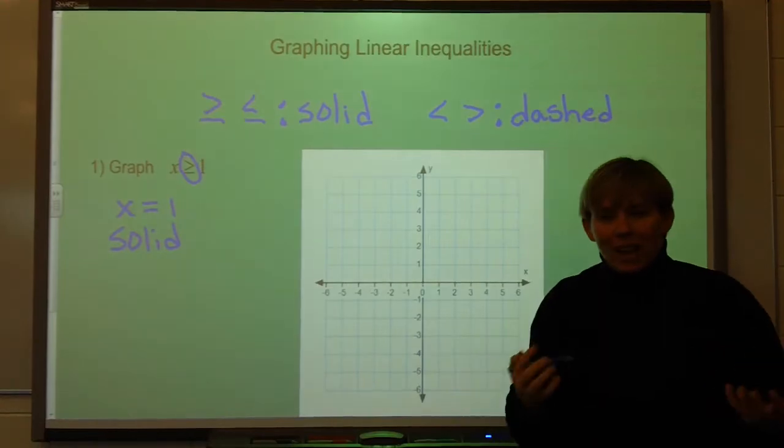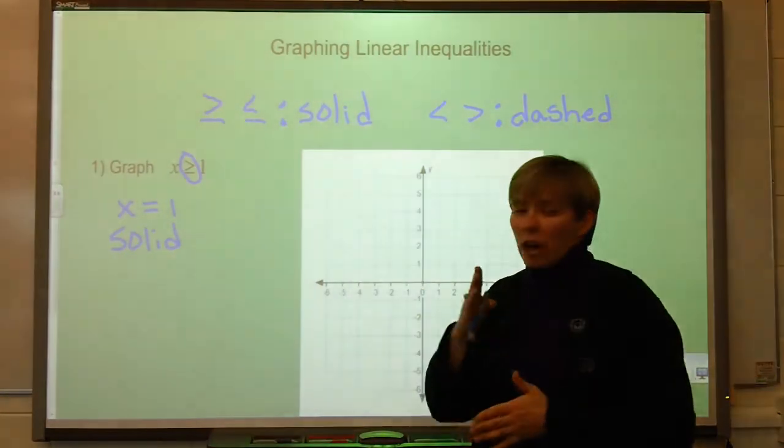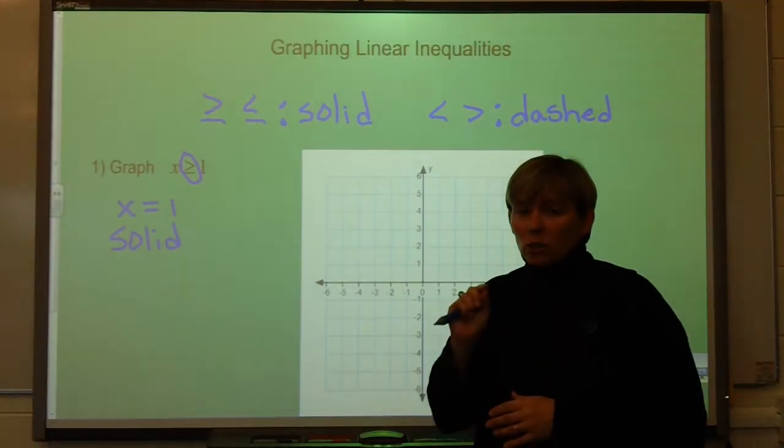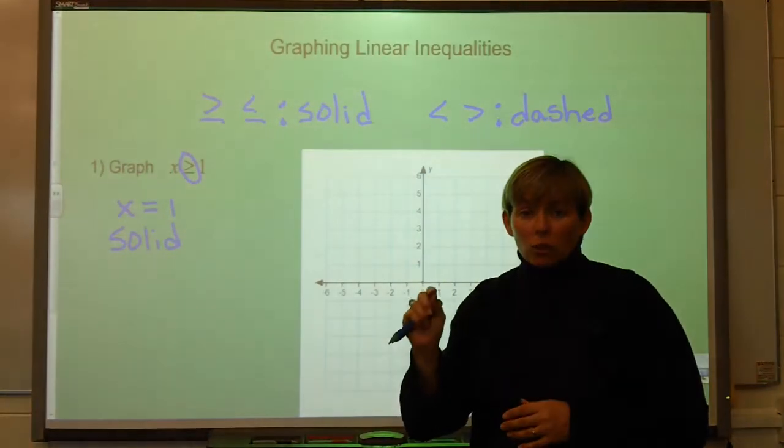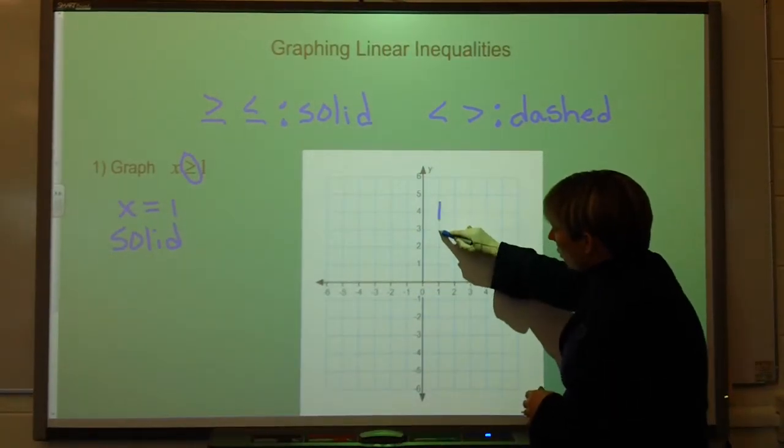And so I graph this exactly like it were an equation. Remember, x equals 1 is our equation where for every single point, the x-coordinate is 1. So that gives me my vertical line. So I'm going to go to 1, and I'm going to draw a vertical line.